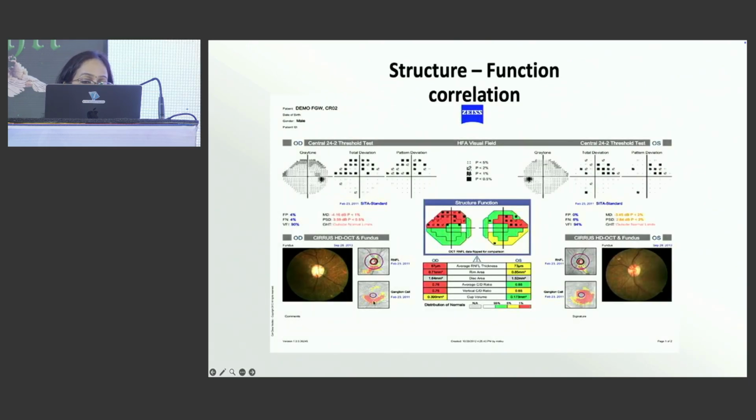Here, if you have any field defect, this is the area where there can be a field defect by the structure, and if you see the same in the field defect, this is like a structure function correlation.